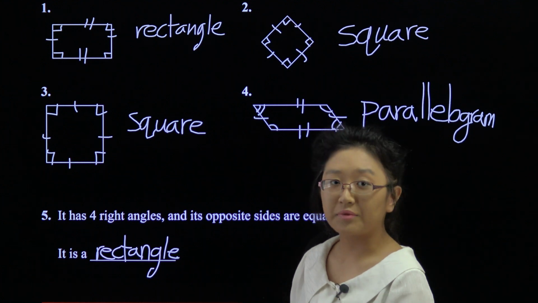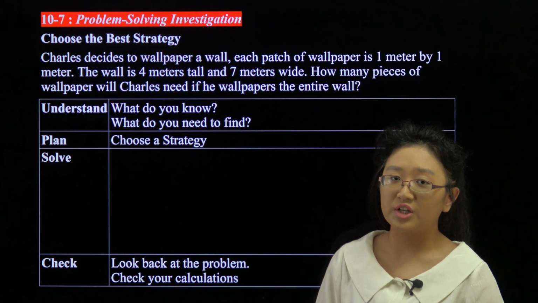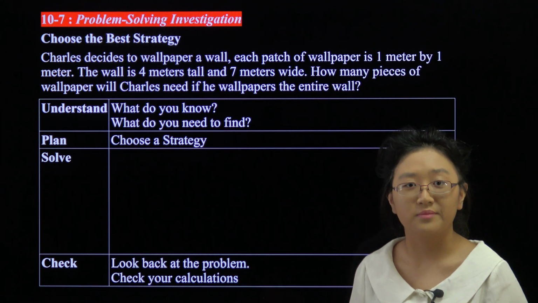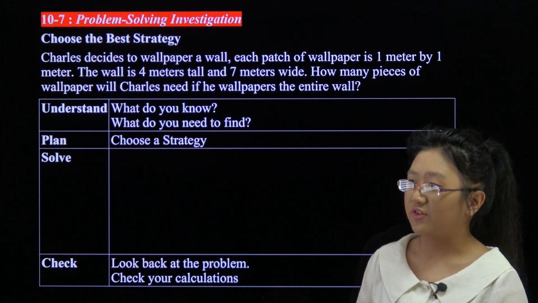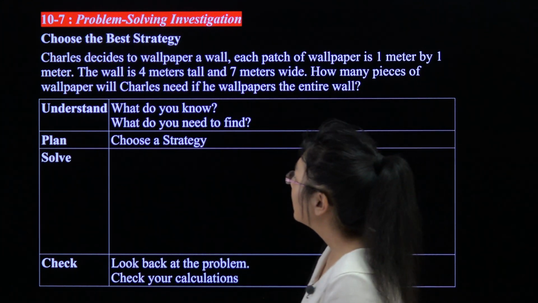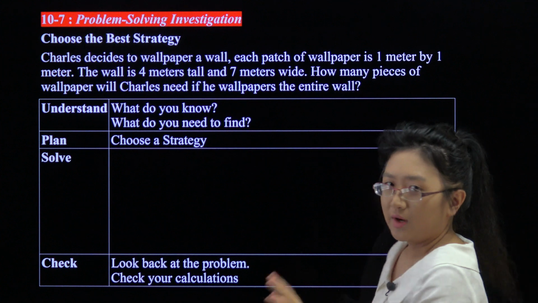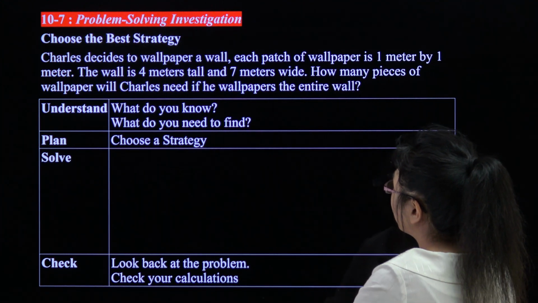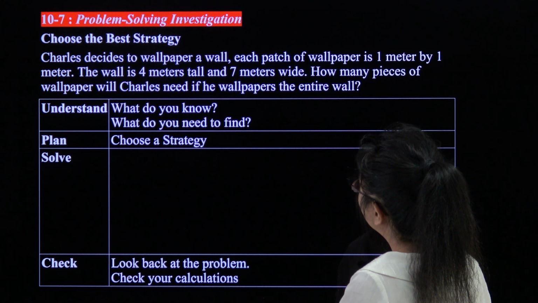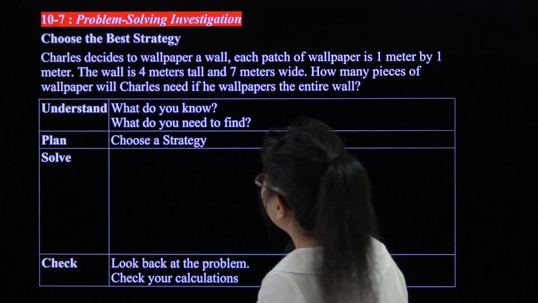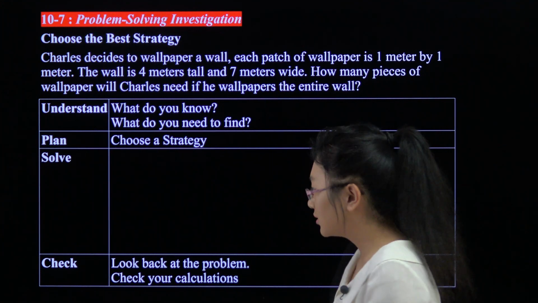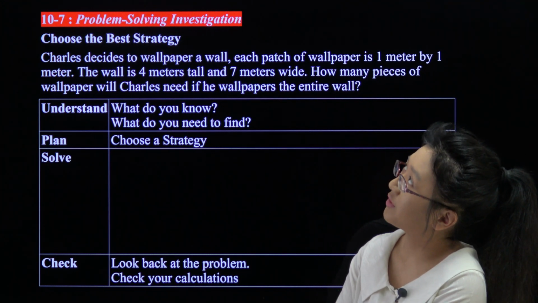Anyhow, problem solving. For this investigation, we're using the strategy of choosing the best strategy, which really isn't that much of a strategy. It's more of a go ham. Basically, do whatever you want. Charles decides to wallpaper a wall. I mean, it's wallpapering. What is he gonna wallpaper? The floor? I mean, hey, you could technically wallpaper the ceiling.